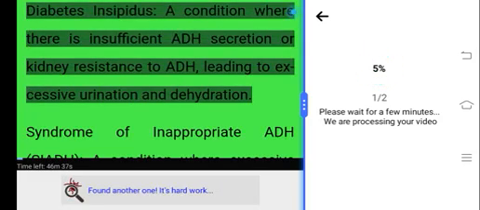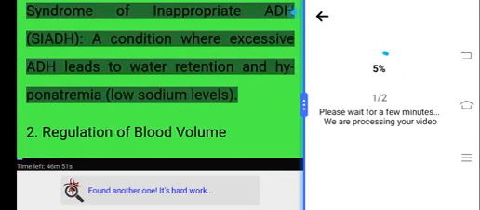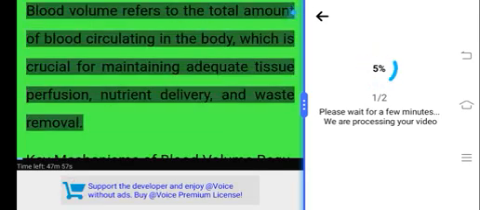Disorders. Diabetes insipidus. A condition where there is insufficient ADH secretion or kidney resistance to ADH, leading to excessive urination and dehydration. Syndrome of inappropriate ADH, SIADH. A condition where excessive ADH leads to water retention and hyponatremia, low sodium levels. 2. Regulation of blood volume.